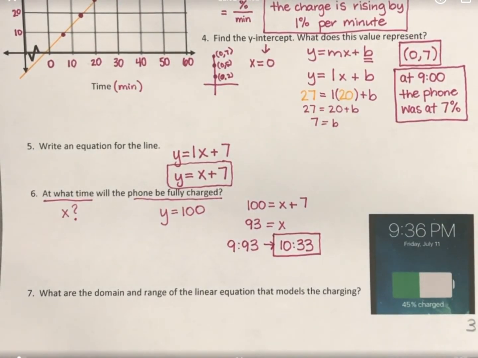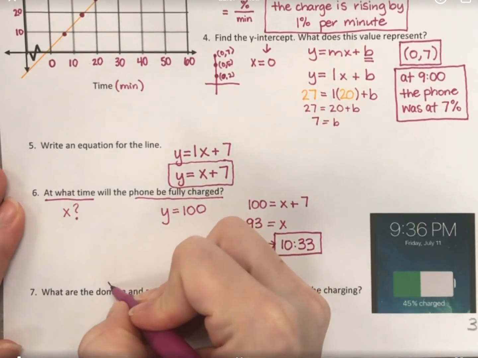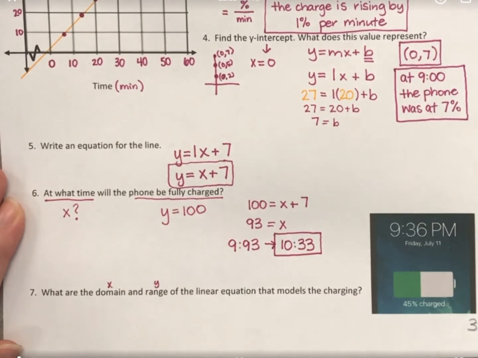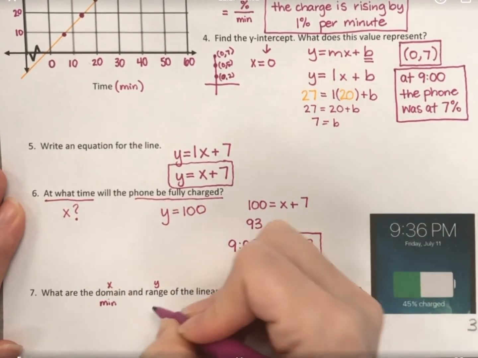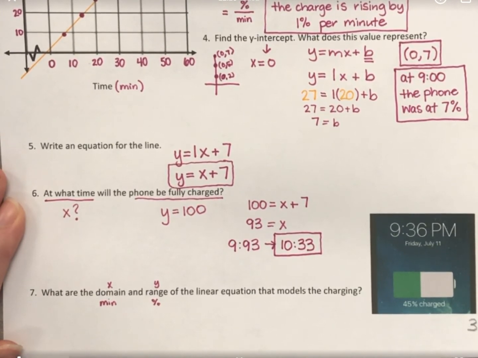Let's talk a little bit about domain and range. Remember that domain is just talking about all possibilities for x, and range is talking about all possibilities for y. X values standing for minutes or time here. Y values standing for percent charge. So definitely percent charge would only go from 0 to 100, and the domain, I suppose, would be the times that the phone is plugged in.